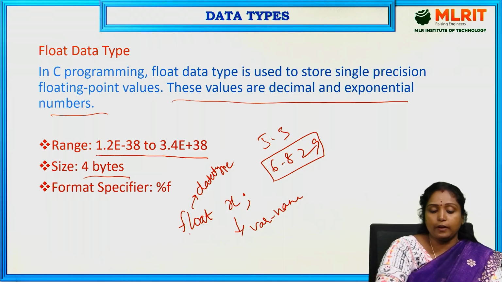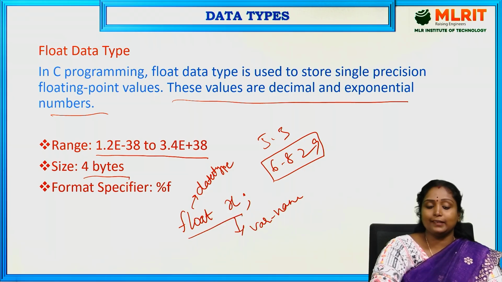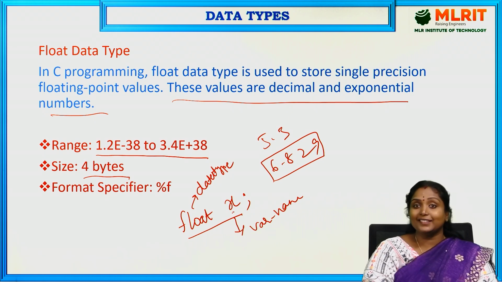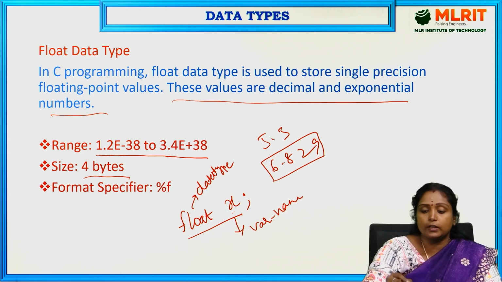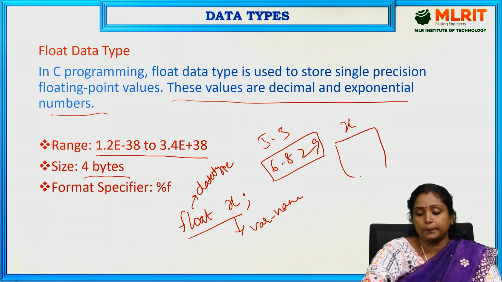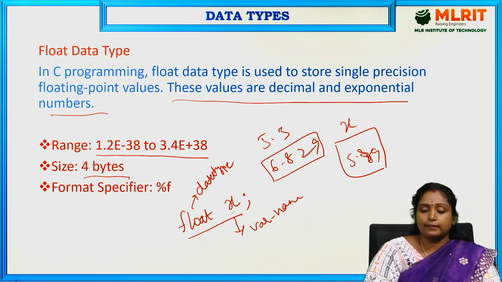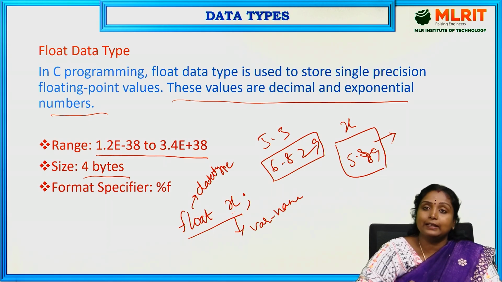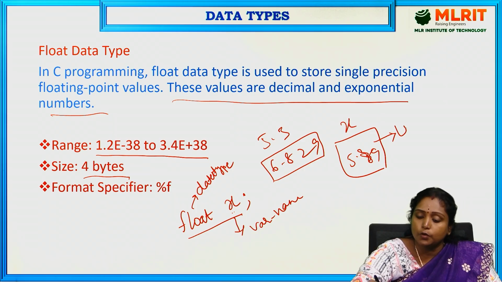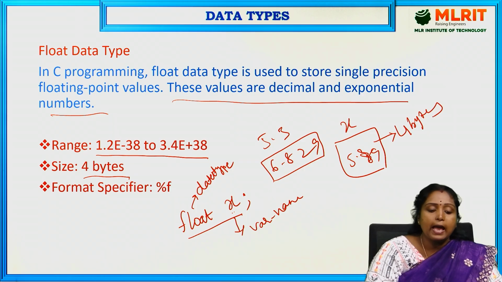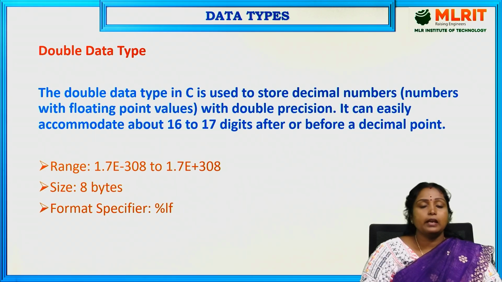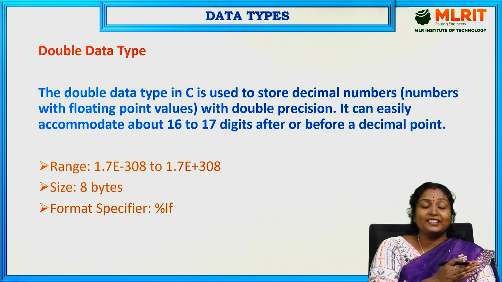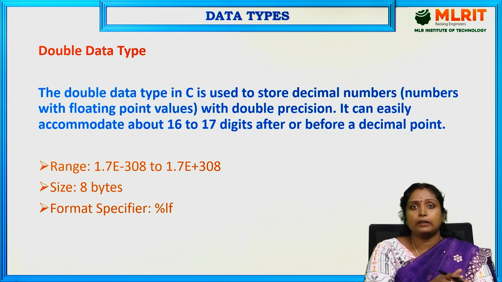If I'm declaring float x, float is a keyword and x is a variable, or an identifier, which can hold values of floating data type, decimal points like 5.3, 5.8, 5.96. The size of this storage for floating point is 4 bytes of memory, and the format specifier is %f. Coming to the double data type, this is an extended version of the floating data type.